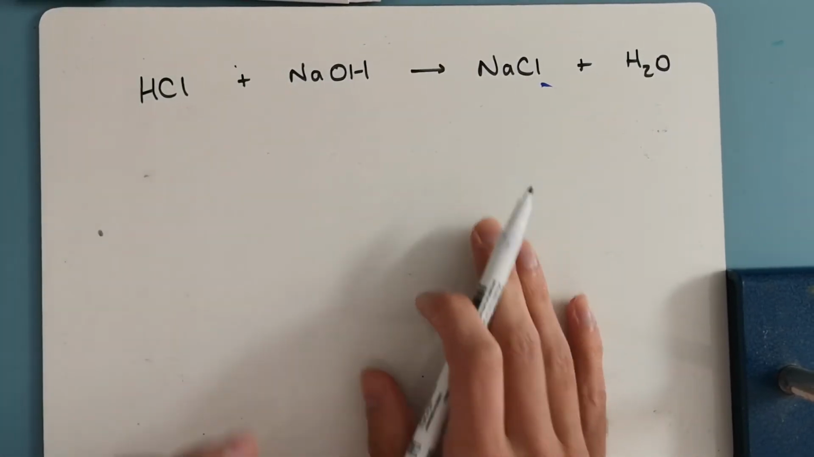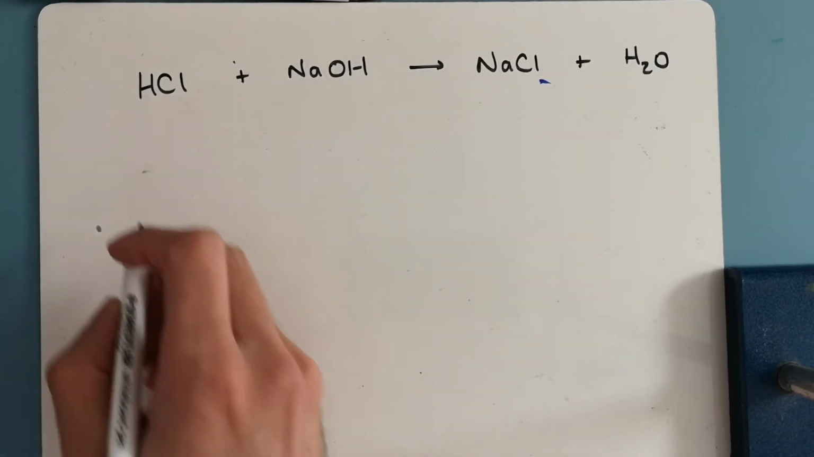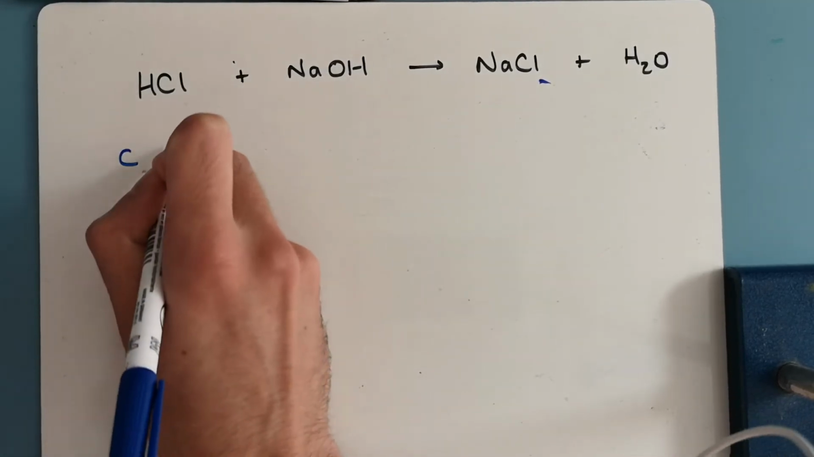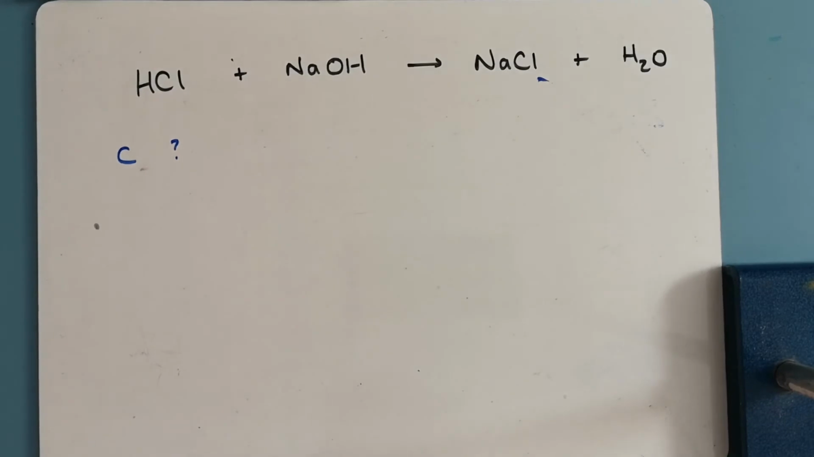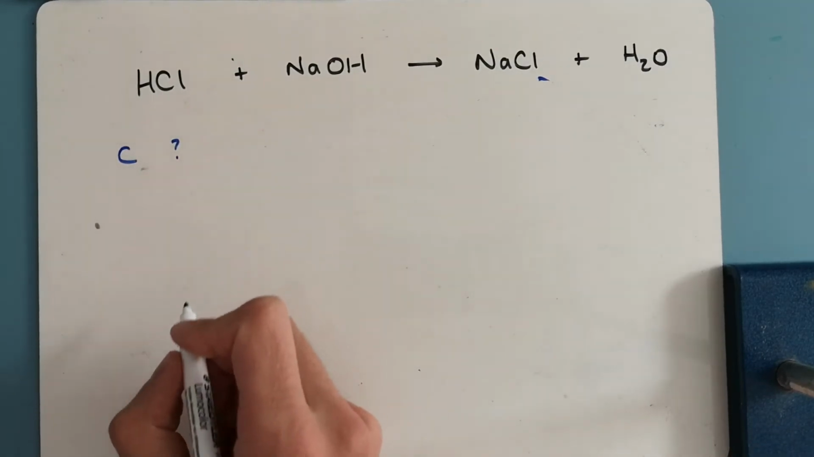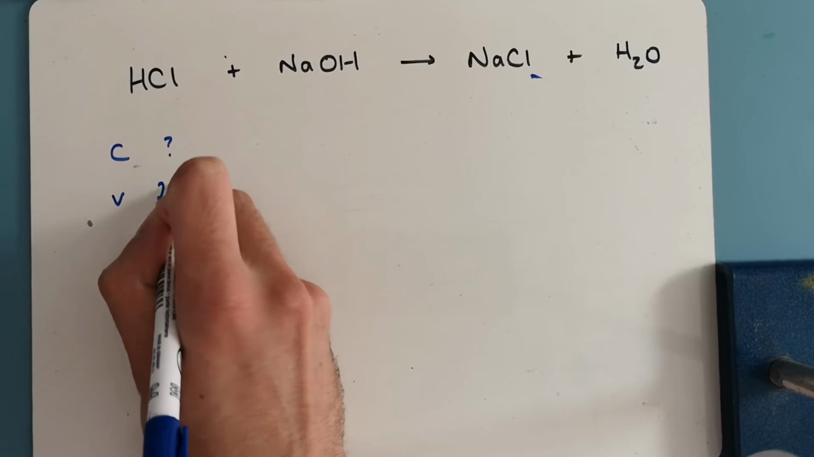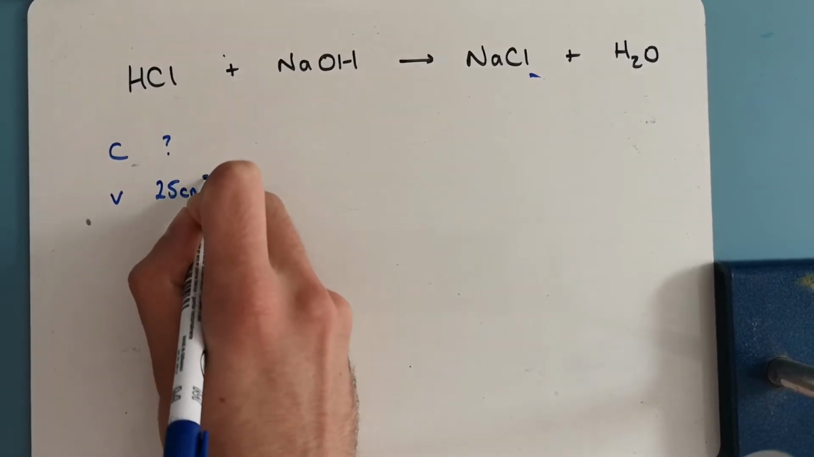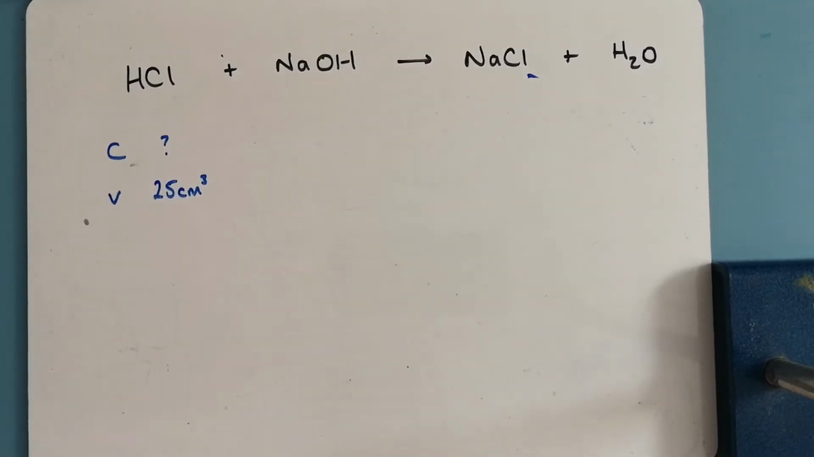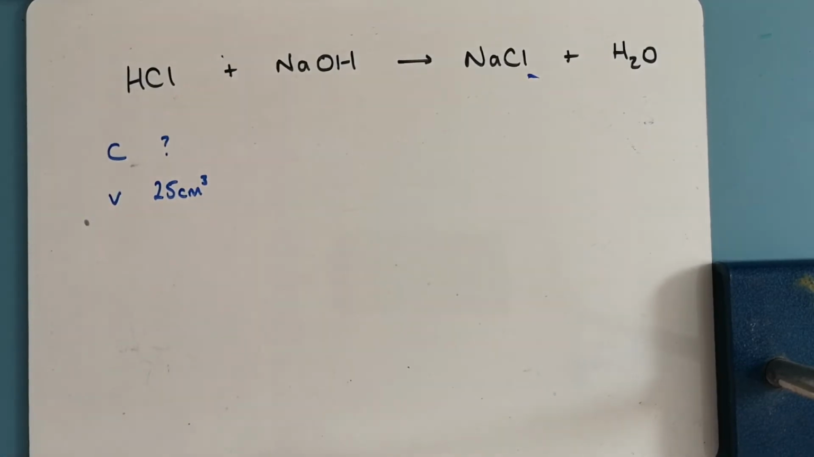So titrations are a way we can find out the concentrations of unknowns. So let's say we wanted to know what the concentration of this unknown HCl was. In order to find that out, we're going to measure out a set amount of HCl. I'm going to take 25 centimetres cubed and put it into a conical flask. So I know the volume I've got, I just don't know how concentrated it is.